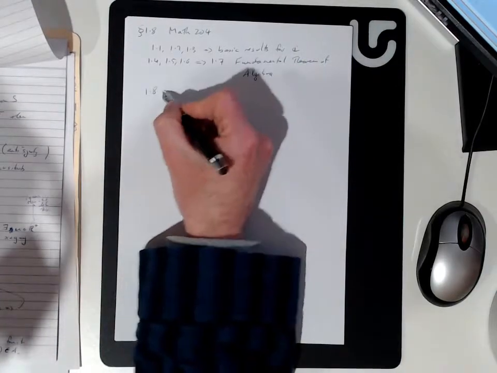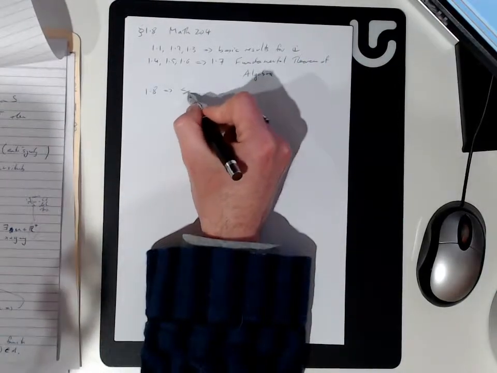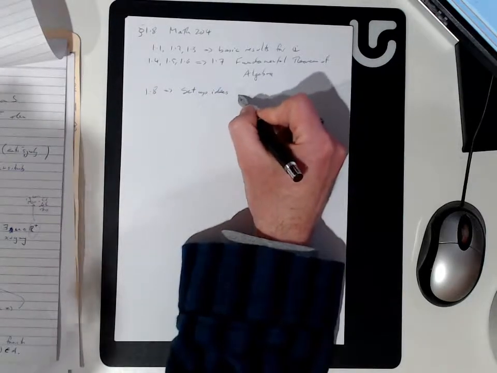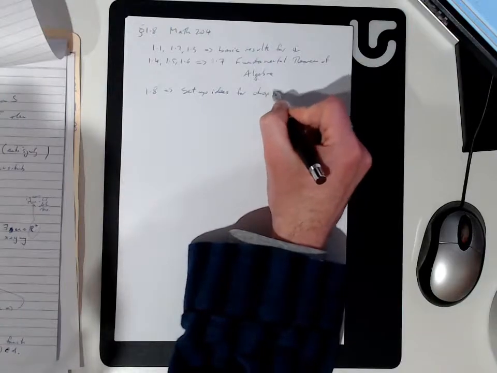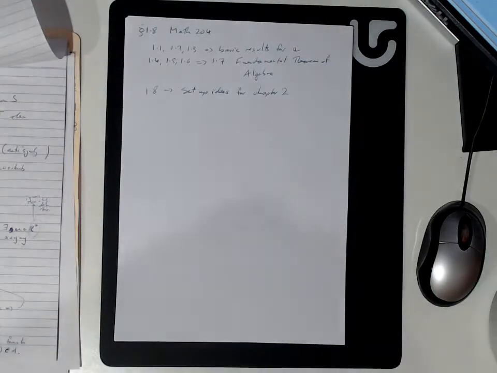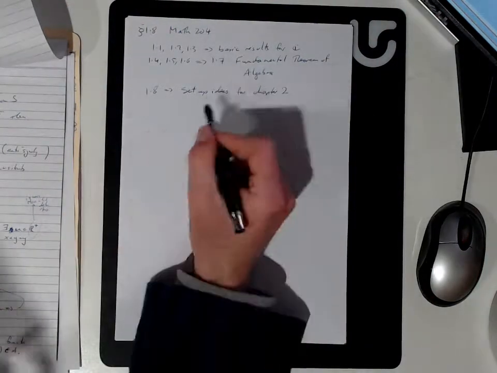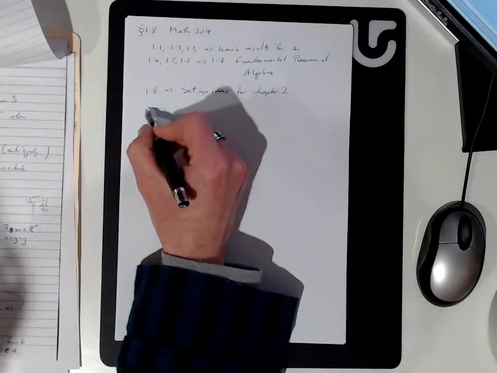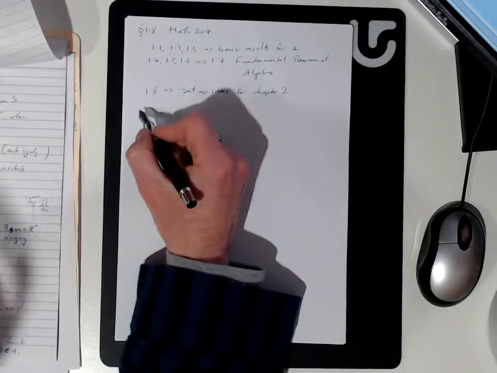Section 1.8 is trying to set up ideas for Chapter 2. So that's what it's trying to do. Now the first thing that's covered in here is inequalities. So what should I say?